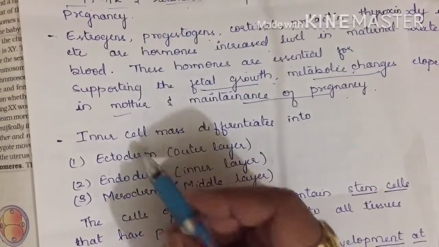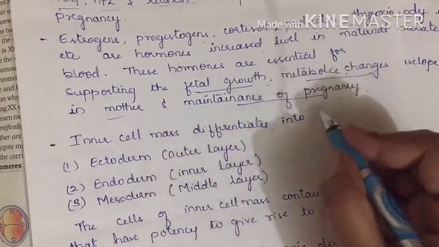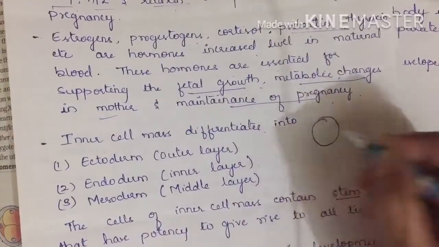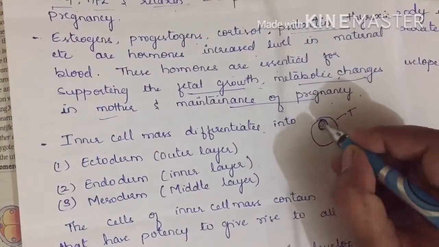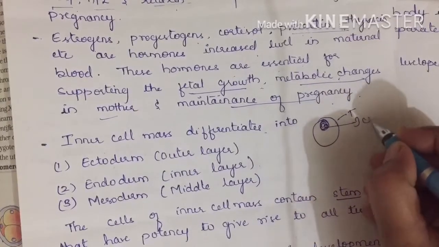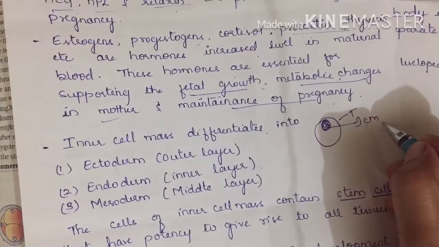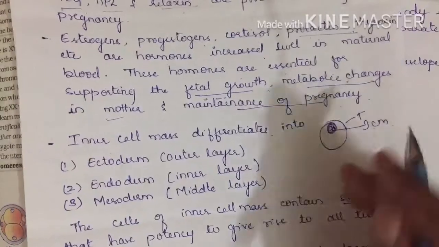Right, now the inner cell mass differentiates. Once again I'll show you. This was the blastocyst. The outer one we called the trophoblast, and the inner one we called the inner cell mass. Now this inner cell mass will differentiate into the embryo, we said. How does it differentiate into the embryo?